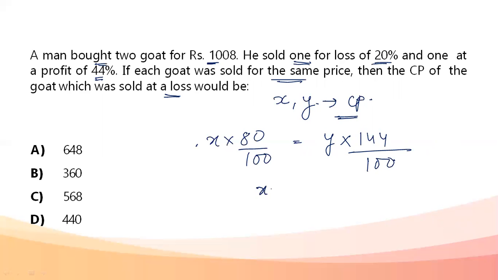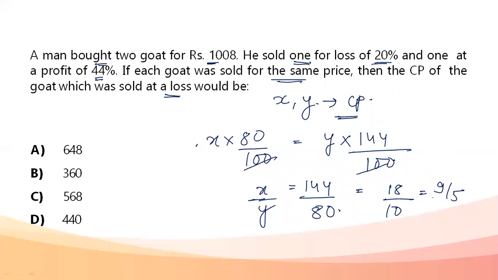I'm going to get a ratio of x by y. X by y from here comes out to be 144 by 80. When you reduce it, this becomes 18 by 10. Further it can be reduced, it becomes 9 by 5. So the ratio of the two cost prices I have now is 9 is to 5.